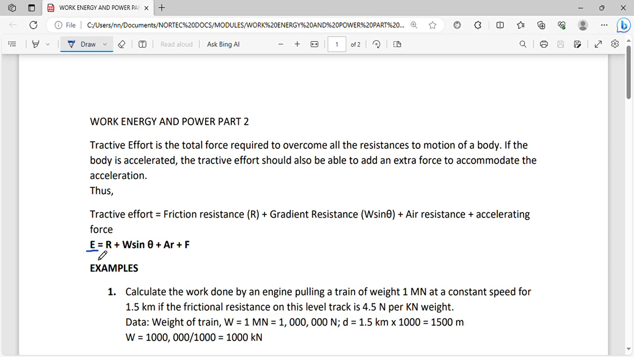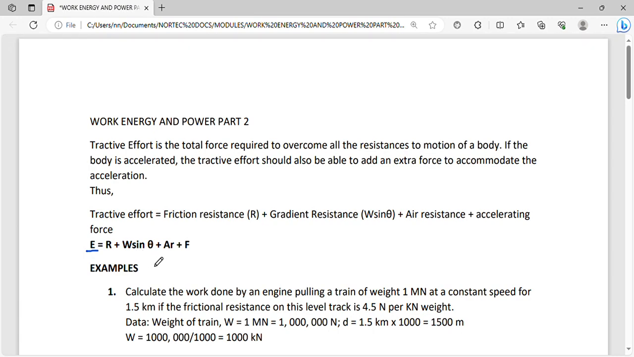Here we are calling it E or T, I call it a small letter E, is equal to the R plus W sine theta. Now why do we call it W sine theta? This is the amount, or rather, a component of gravity.